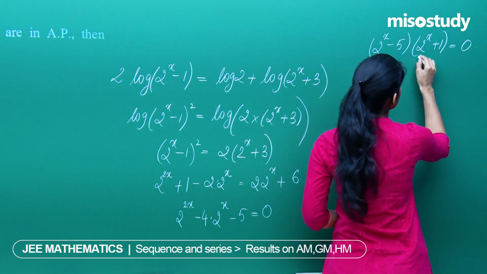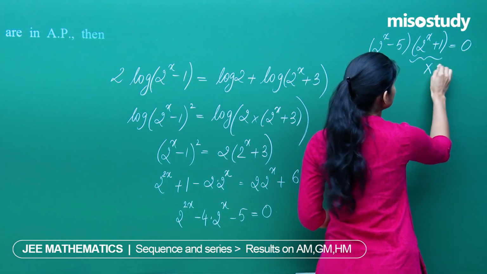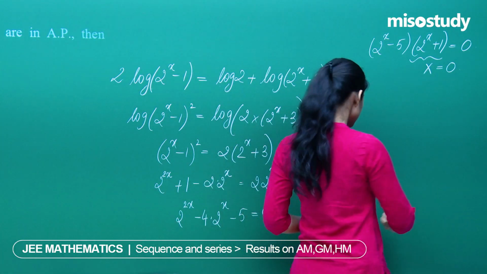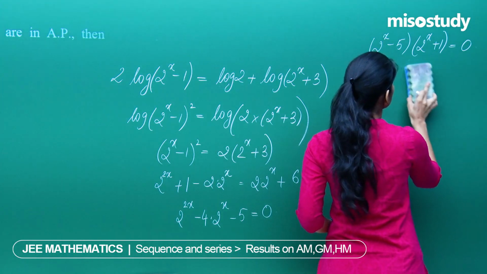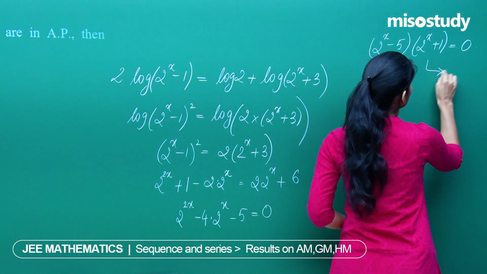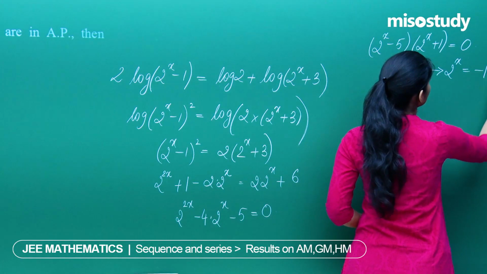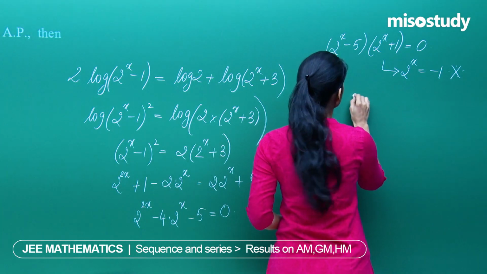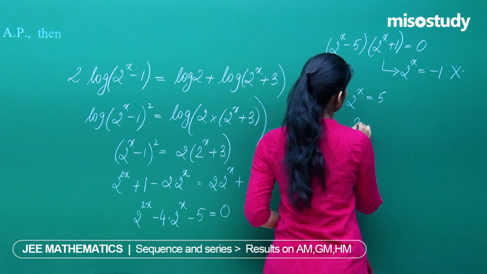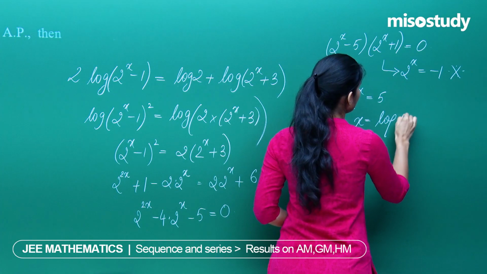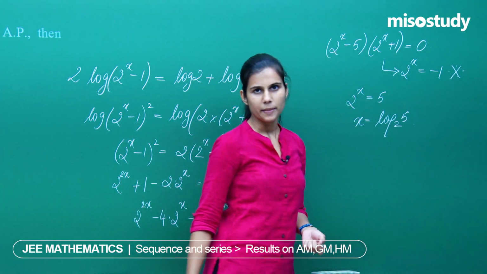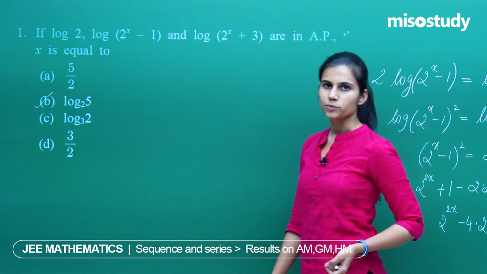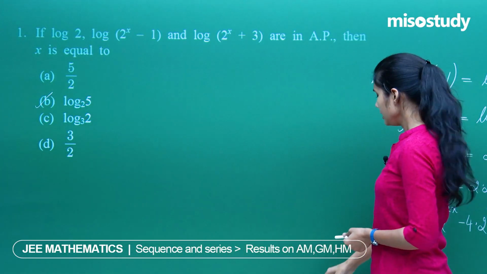Now I know that this can never be possible, that this is equal to 0. Why? Because 2 to the power x is never negative. So if this is equal to 0, you basically get, what do you get? 2 to the power x equals minus 1, which is wrong. And therefore for this expression to be 0, 2 to the power x will have to be equal to 5, or x will be log 5 to the base 2. And therefore the value of x is log 5 to the base 2 for these three terms to be in arithmetic progression. Next question says what?